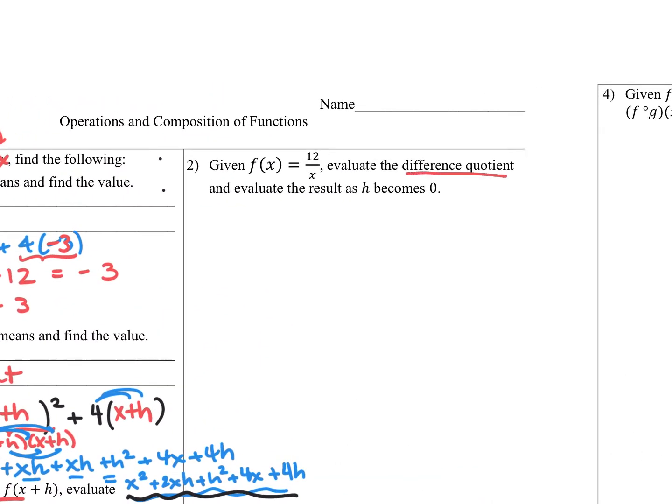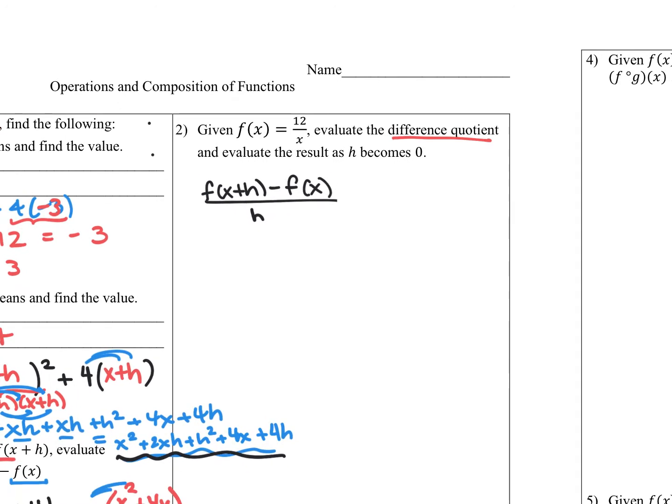It wants us to evaluate that difference quotient again. So that means that we're going to find f of x plus h minus f of x and write that all over h. So f of x plus h, let's find that part first. That's just looking at the function, and our input is going to be x plus h. So it's really just 12 over x plus h. Then it says minus the original function. So the original function is 12 over x. And then this is all over h.